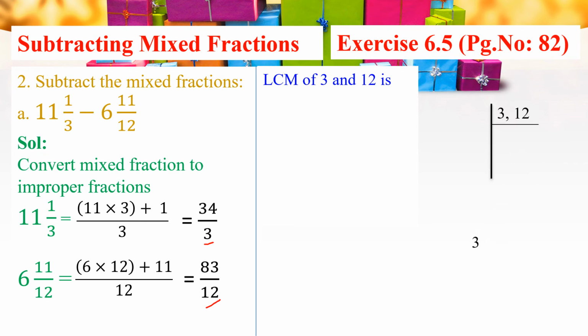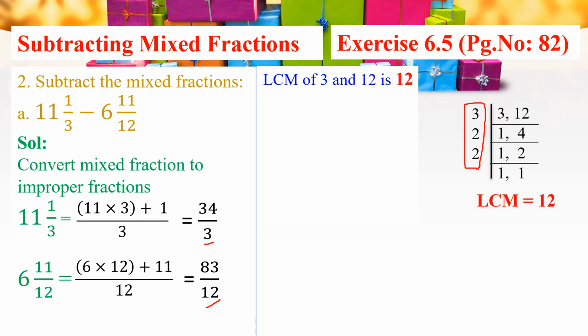So 3, 12, both the numbers can be divided by 3. We get 1, 4. We need to divide it by 2. We get 1, 2. Again we divide by 2, we get 1, 1. Therefore, the LCM is 3 into 2 into 2, which is equal to 12. So, LCM of 3 and 12 is 12.